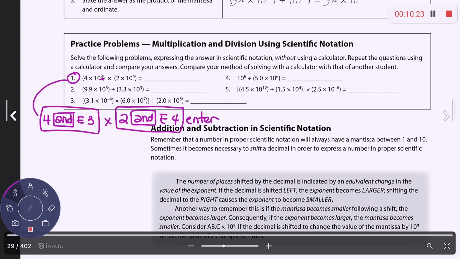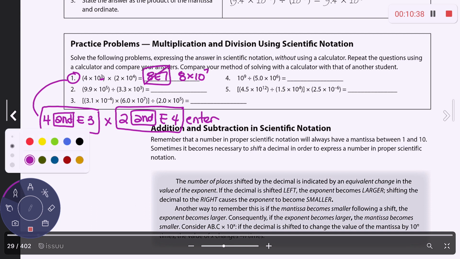It would be deemed incorrect for you to write 8E7. This would always be wrong. You would have to write it as 8 times 10 to the 7th. Does that make sense? Okay, so let's take a look at number 2. Let's do this in a different color.